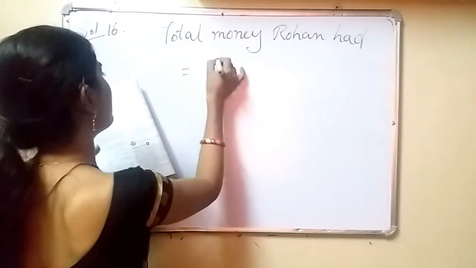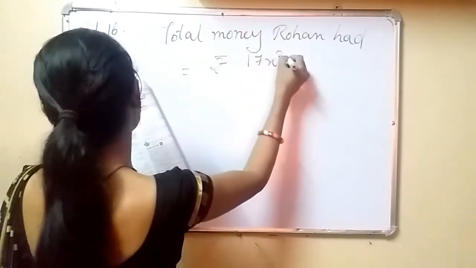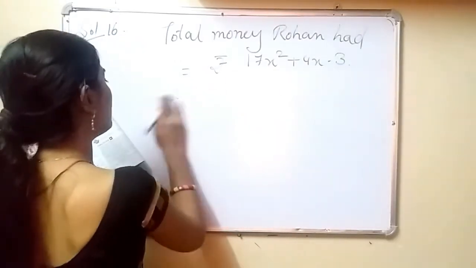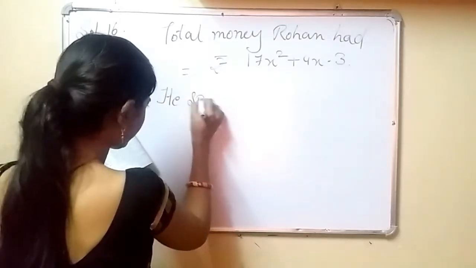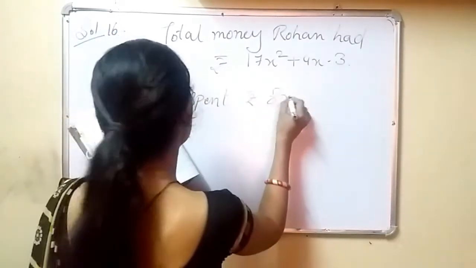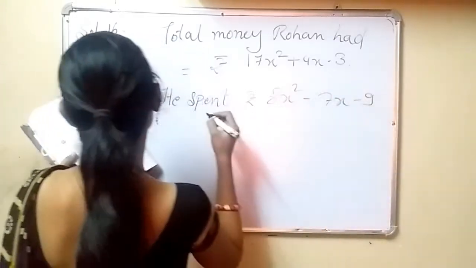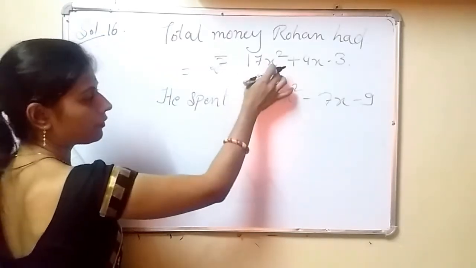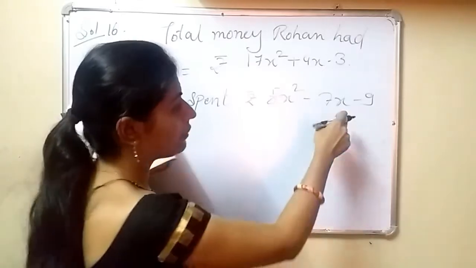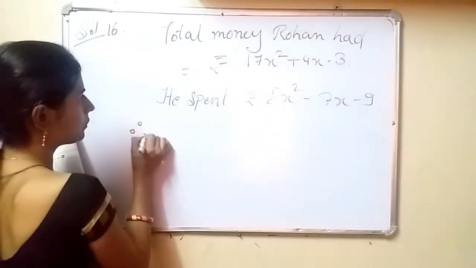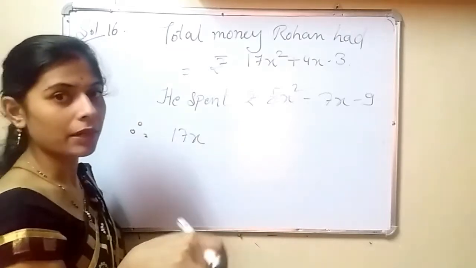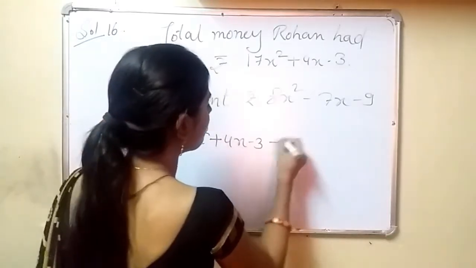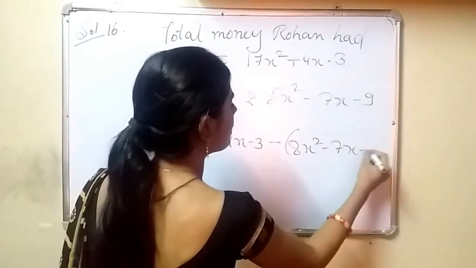The total money he had is equal to rupees 17x square plus 4x minus 3. He spent rupees 8x square minus 7x minus 9 for his birthday party. You have to find the money remaining with him. So 17x square plus 4x minus 3 minus (8x square minus 7x minus 9).